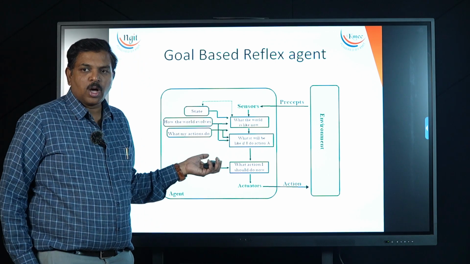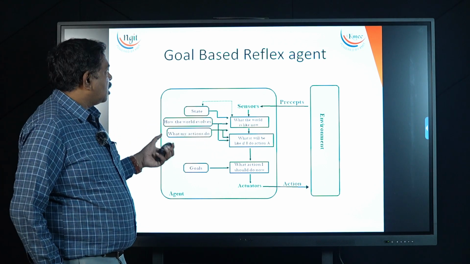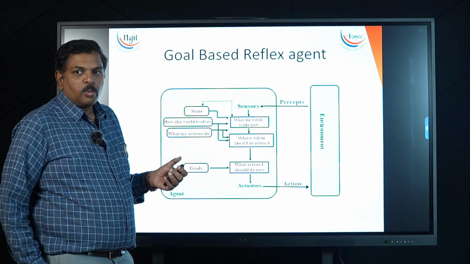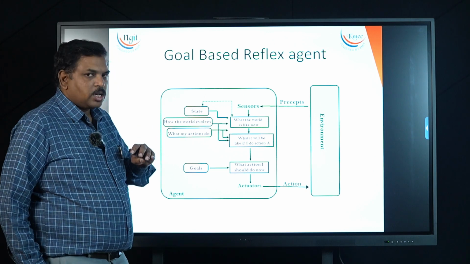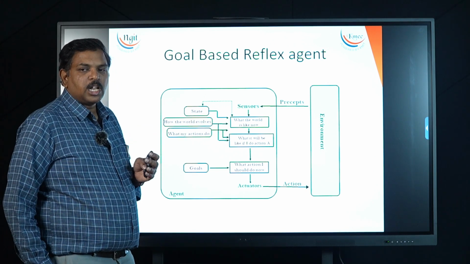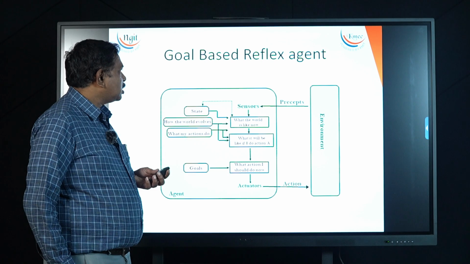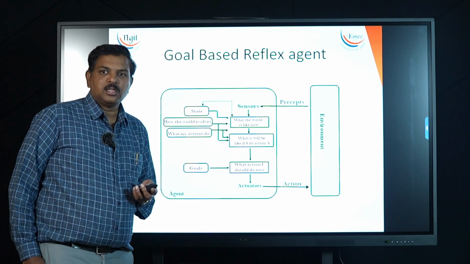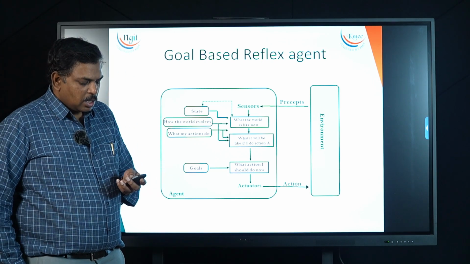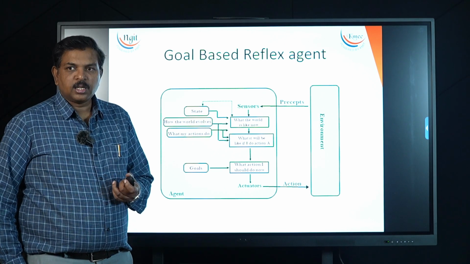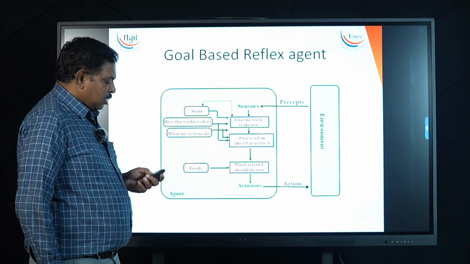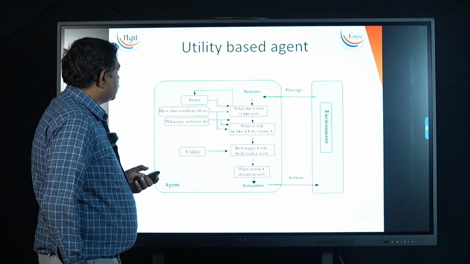Like, suppose a vacuum cleaner is a goal based reflex agent. No matter whether the floor is dirty or clean, every 10 minutes it goes and cleans. Its goal is just to go and clean. That's it. Its goal is achieved. But whether it is really required, it doesn't care. That is a kind of goal based reflex agent.